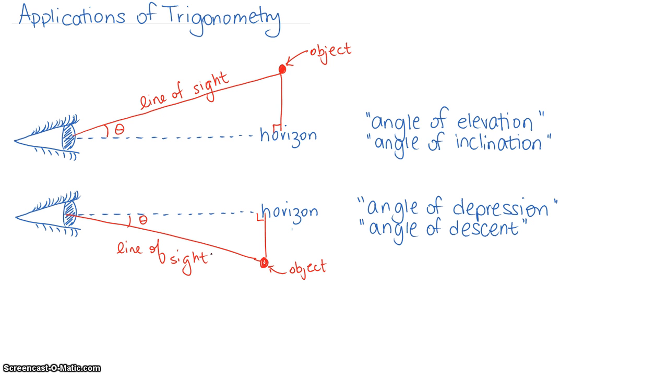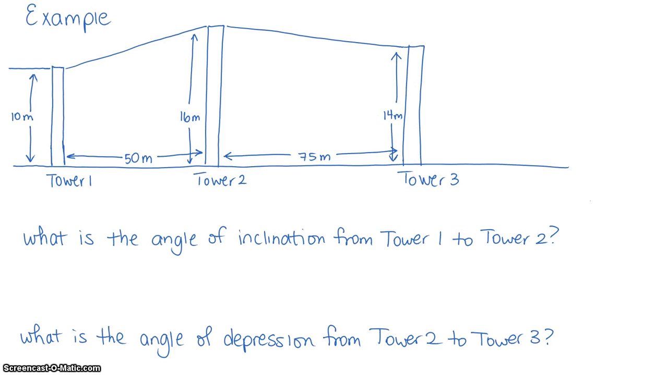Another thing that they talk about in the book is pitch, which is rise over run. You can take a look in the book on that one, but we'll do an example with angle of elevation and angle of depression. So imagine you have some towers that have cables that attach them. I've drawn a diagram here. The cable starts 10 meters above the ground, so the first tower is 10 meters tall. The cable then travels up to the next tower, which is 16 meters tall. Then it travels down to the next tower, which is 14 meters tall. There's a 50-meter gap here and a 75-meter gap here between the towers.